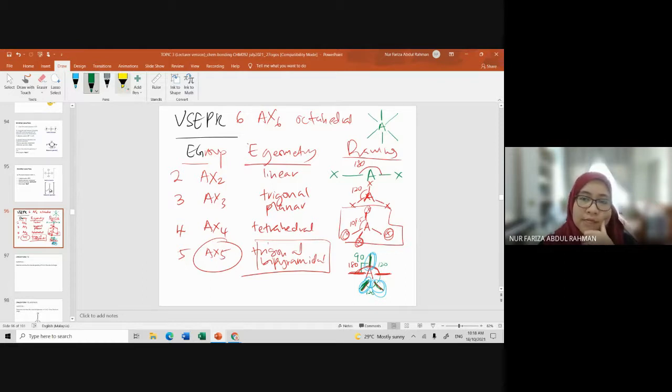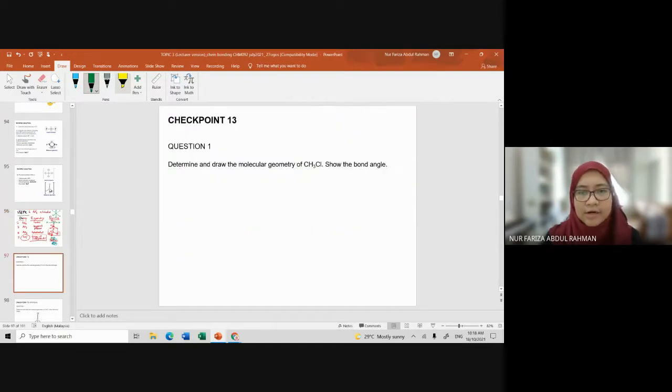Okay? All right, so this is your octahedral. If you want to go for the molecular geometry, this is how your drawing should look like. This is in conclusion of the VSEPR theory that we have learned in the previous lecture. We have discussed checkpoint 13, if I'm not mistaken.